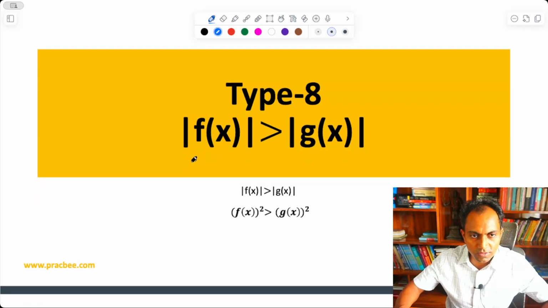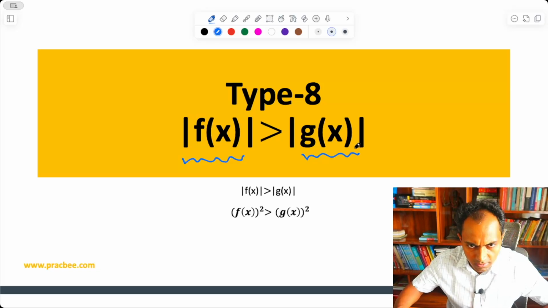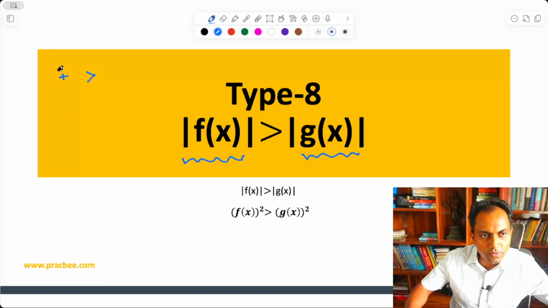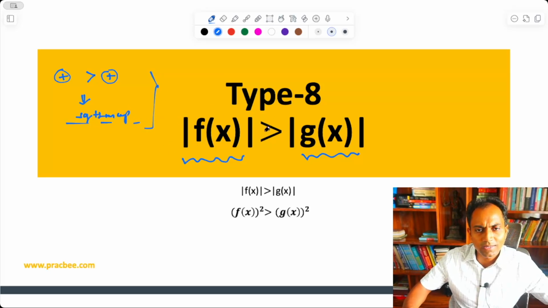Once you have done this, let us move to the next type of question, where there is a modulus on one side, a modulus on the other side, and we are talking about inequality. As a general rule, whenever there are positive quantities on both sides of an inequality, it is totally possible to square them up to solve. Here the same thing is there, so we will square it up to solve.